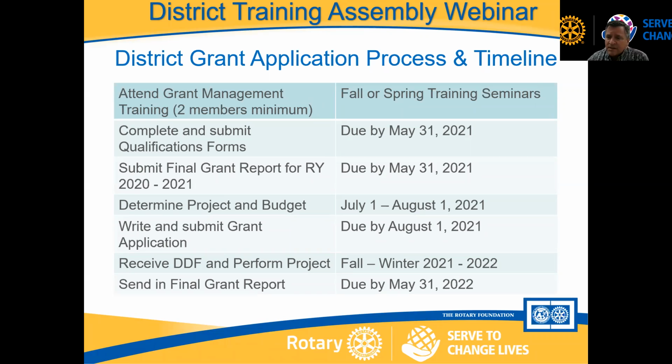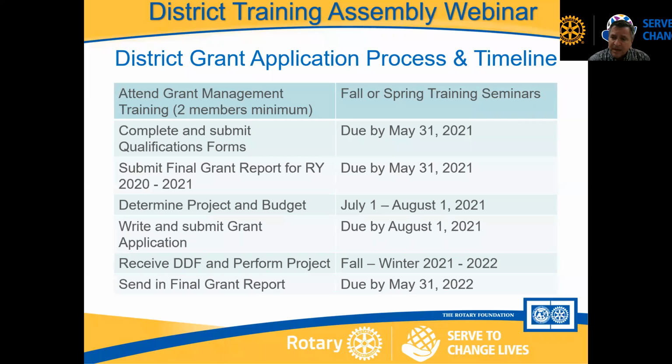Okay, so what is the process? How do clubs get their hands on these funds? Well, the first thing is to attend a grant management training, 2 members from each club. So you right now are doing that. There are various trainings throughout the year. There's one in the fall, there's one in the spring. This, I believe, is considered the makeup session. So thank you all for being here today.